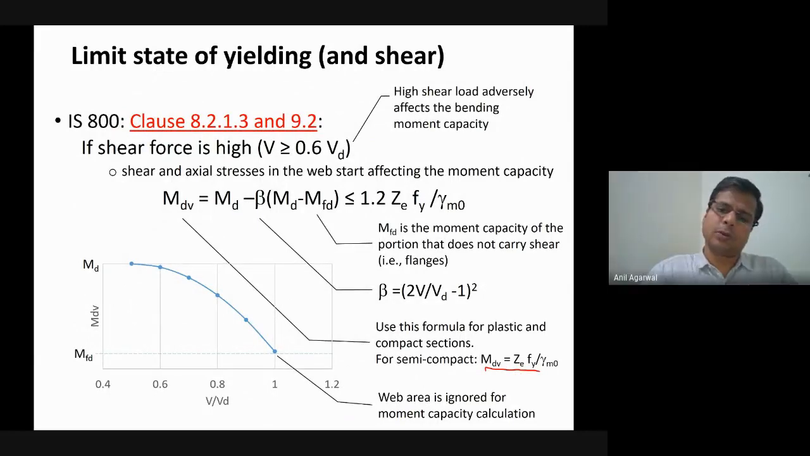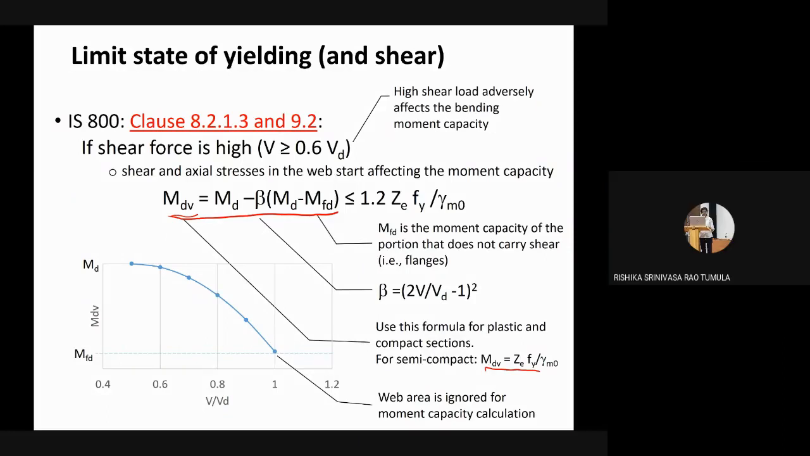Okay. So, see, what is this formula trying to do here? The formula is saying that the web, if it is going to undergo some yielding or some very high level of stresses because of shear, then it will start interfering with the moment capacity, and you may not be able to use full moment capacity. That's what this formula is saying, right?